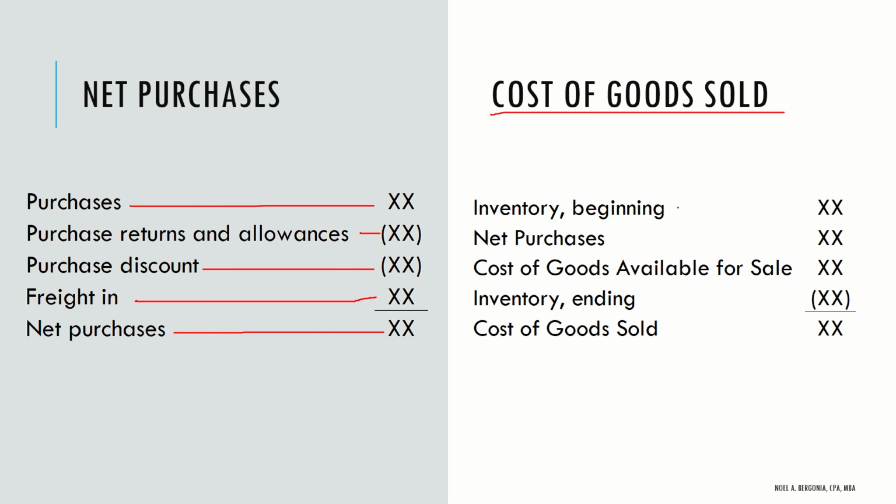So we have the beginning inventory. Ito po dahil periodic inventory system, malamang sa malamang, nanggaling po yan sa physical count. Okay? Then add the net purchases na na-compute natin dito kanina. Then that would be equal to cost of goods available for sale. Okay? And then we have the inventory ending and i-deduct mo yon to arrive at our cost of goods sold.